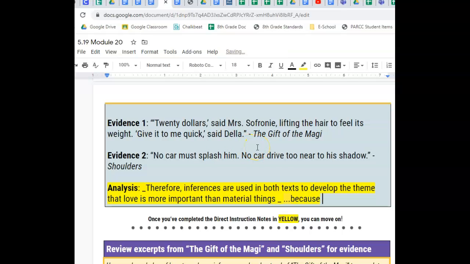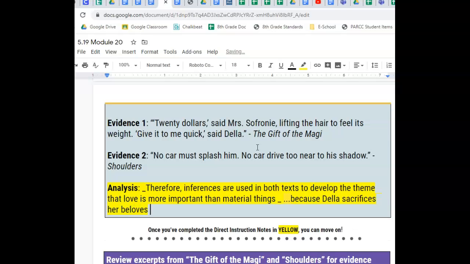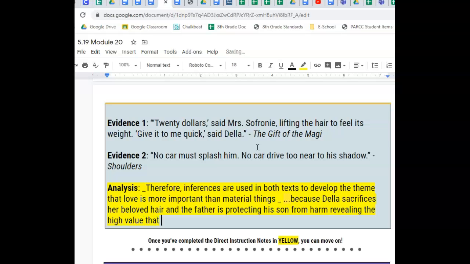So, because if I put that together, Della, like I said earlier, please go ahead and type this in, sacrifices her beloved hair, and the father, whose name isn't given, so we're just going to refer to him as father, is protecting his son from harm, revealing the high value that both Della and the father have on love over material items.